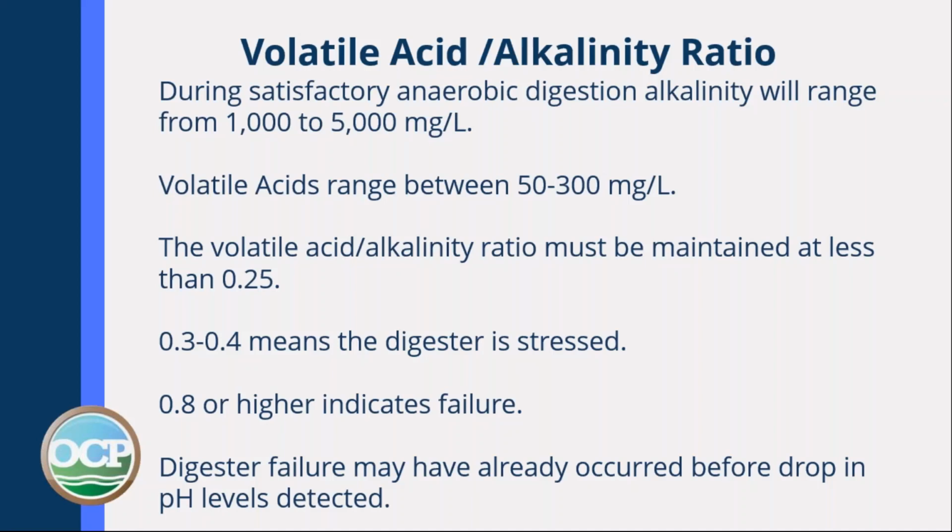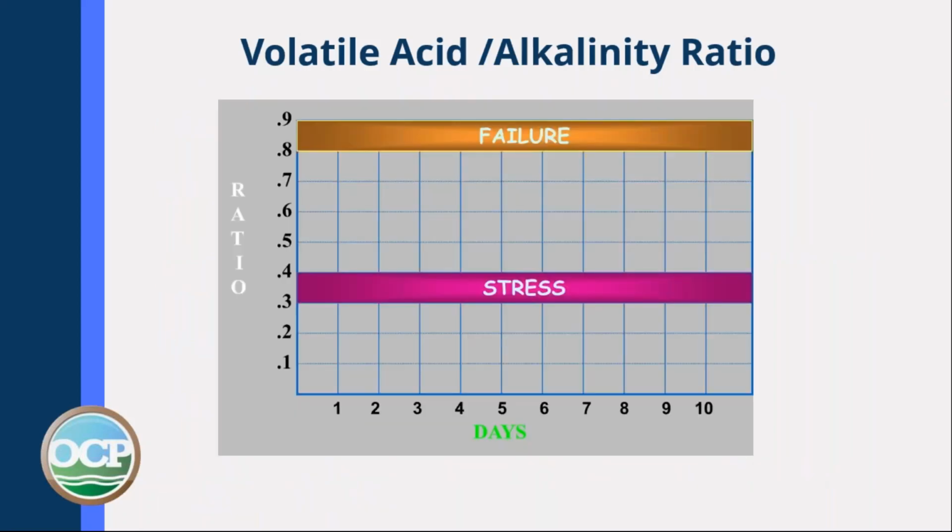Digester failure may have already occurred before a drop in pH levels can be detected. That's why you use this volatile acid to alkalinity ratio. You run it at least twice a week. You plot it on a trend chart similar to the one you see. You'll draw your points and plot it. You want to stay below 0.25. Remember, from 0.3 to 0.4, the reactor is stressed. 0.8 and higher, your digester has failed.